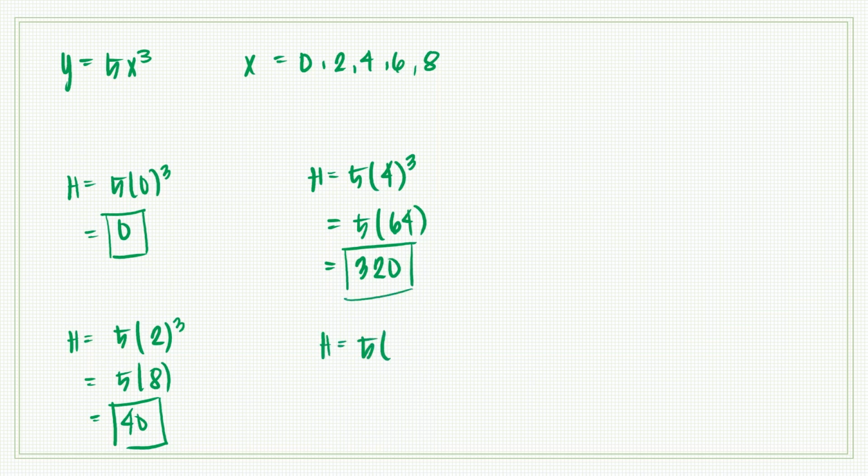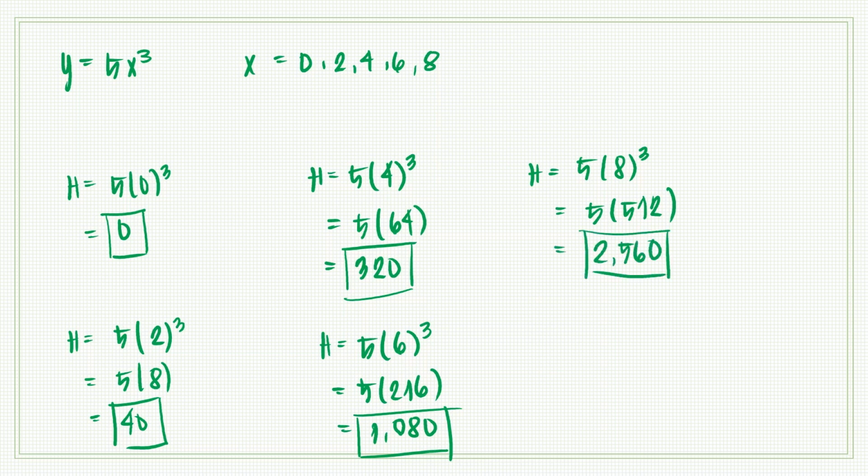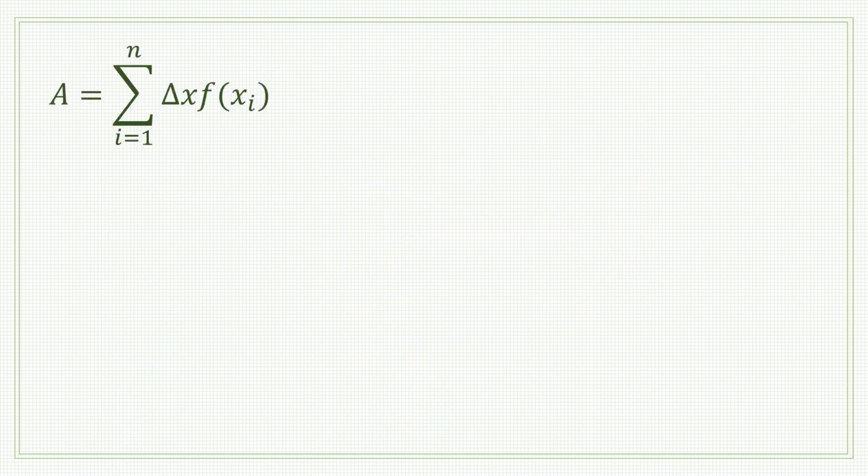5 times 6 raised to 3. 6 raised to 3 is equal to 216 multiplied by 5, which results to 1080. And lastly, 5 times 8 raised to 3. 8 raised to 3 is equal to 512 times 5 is equal to 2560. Now that we have the height and the width, we can now solve for the area using this formula.